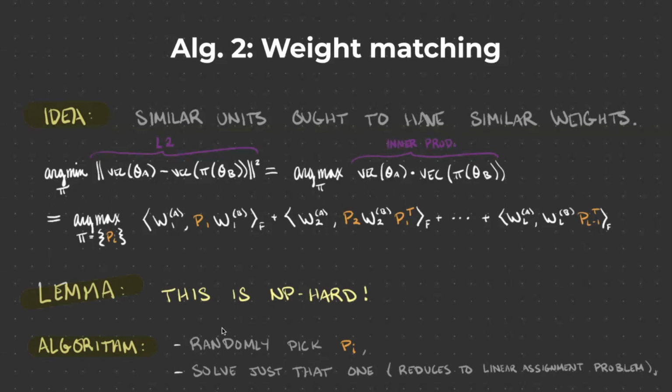So just randomly pick layers out. If you just fix that layer, you look at that layer and you fix everything else, then that reduces to a linear assignment problem because it's just saying there's only one layer to look at. And then you solve that one. And then you just repeat this process to convergence. And it turns out that this does really well.